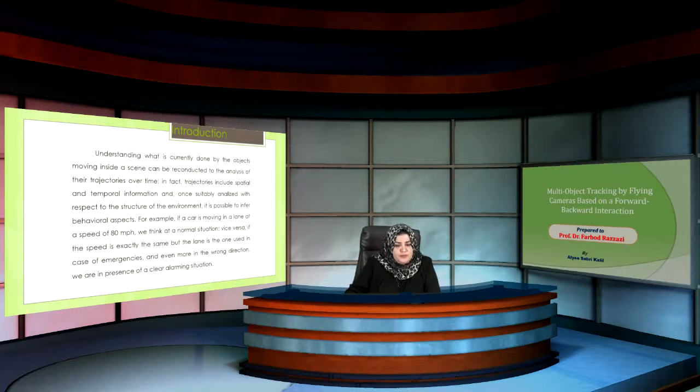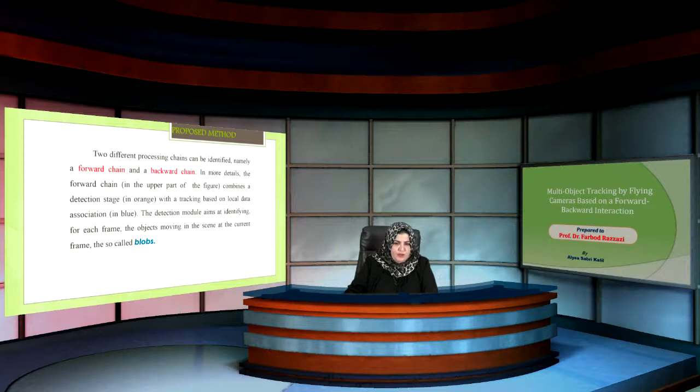For example, if a car is moving in a lane at a speed of 80 mph, we think of a normal situation. Vice versa, if the speed is exactly the same, but the lane is the one used in the case of an emergency, and even more in the wrong direction, we as persons see a alarming situation.